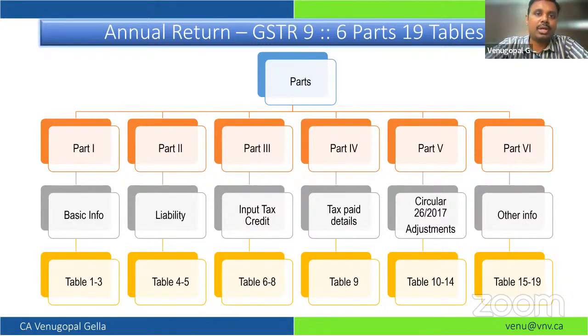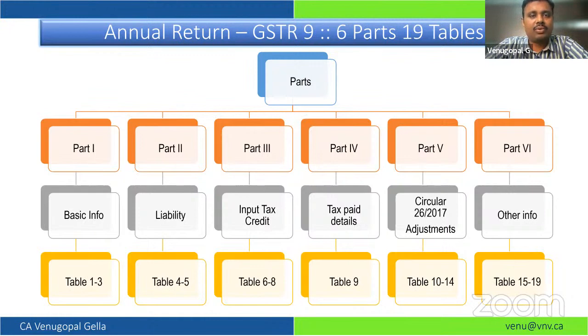Then part 3 talks about input tax credit, 3 tables, table 6, 7, and 8. While table 6 talks about the gross input tax credit that you have availed, table 7 talks about the input tax credit that you have reversed. Table 8 is a reconciliation with 2A. How do you do it? How do you report? Again, we will see a practical demonstration with one file.